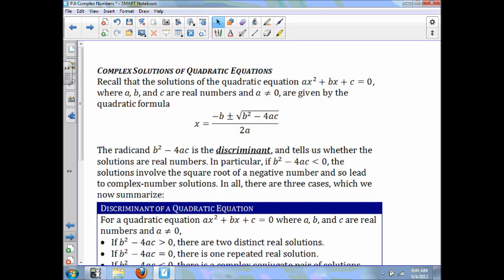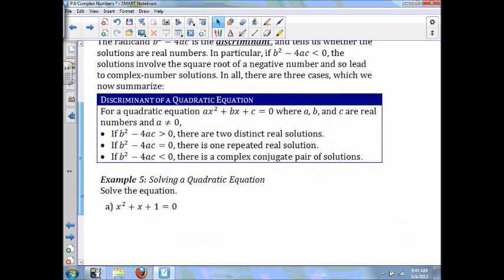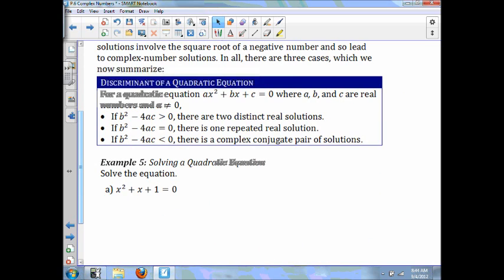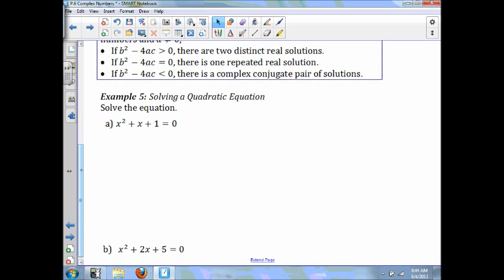In all, there are 3 cases. Well, the discriminant could be positive. Well, there will be 2 distinct real solutions. The discriminant could equal 0, which means there's 1 repeated solution, or it could be less than 0, so there's going to be a complex conjugate pair of solutions. Example 5 should help us out with that. Now it says solve the equation.